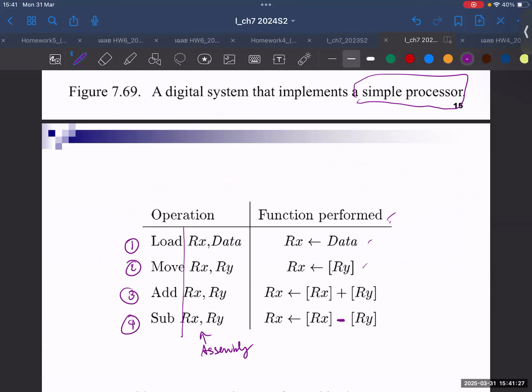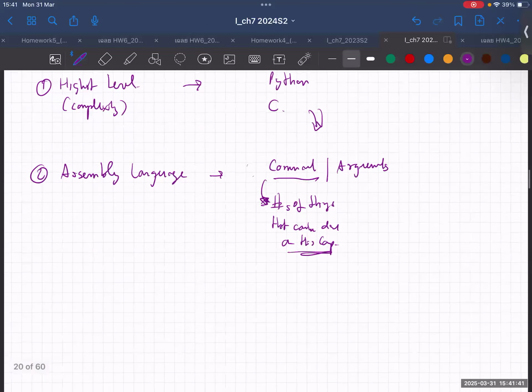But the actual CPU can do like 100 jobs. You have 100 commands, for example, right? For the RISC one, it has only like 30, 40 commands. For the CISC one, it has more than 200 commands. Why is it important? Of course, everything you need to code into commands, right?